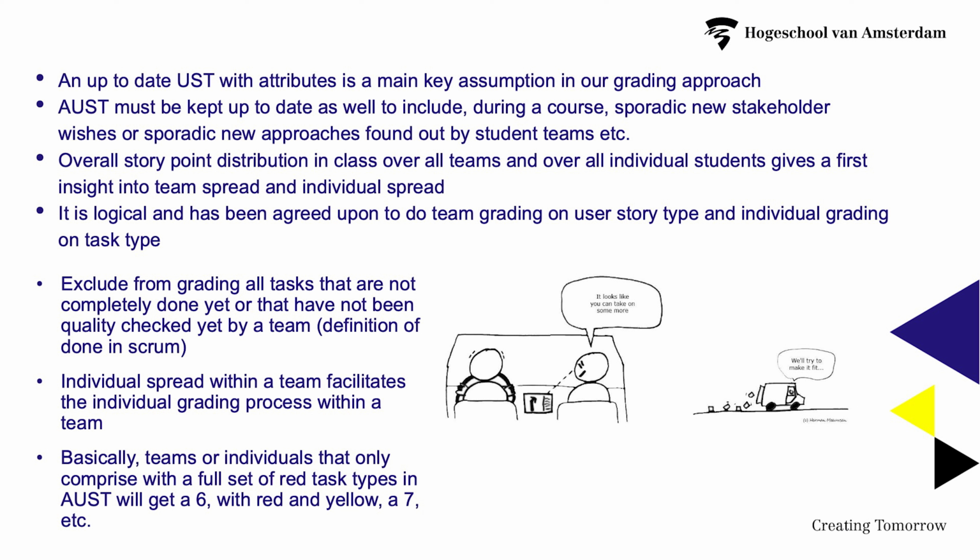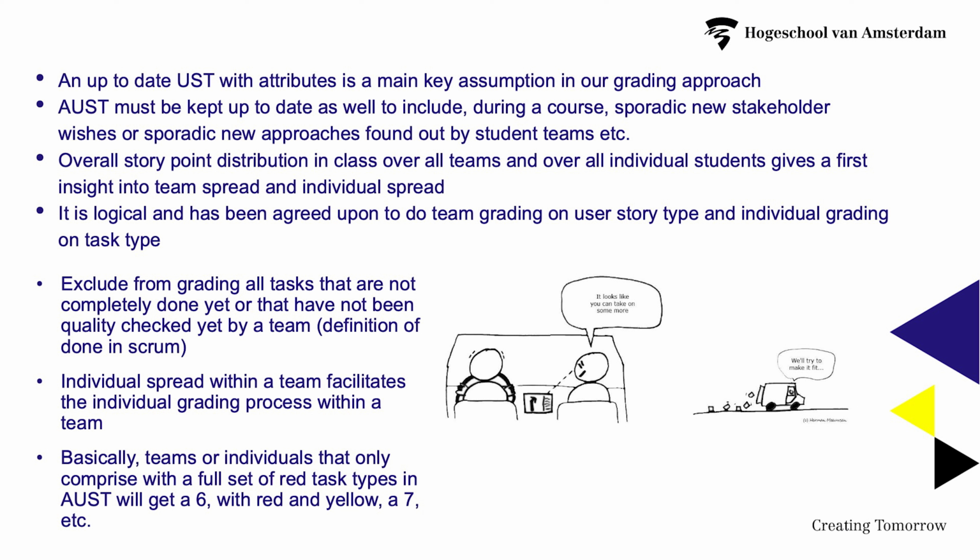Overall story point distribution in class over all teams and over all individual students give a first insight into team spread and individual spread. It is logical and has been agreed upon to do team grading on the user story type and individual grading on task type. Exclude all tasks that are not completely done yet or that have not been quality checked yet by a team.